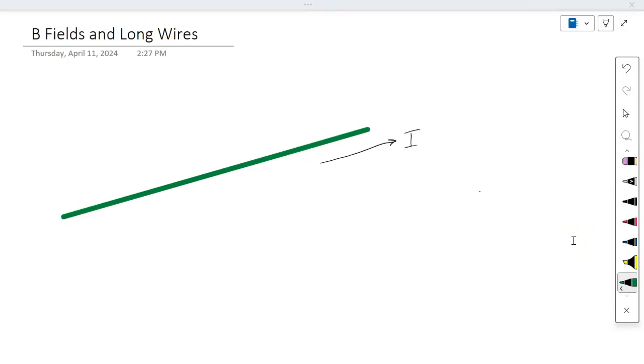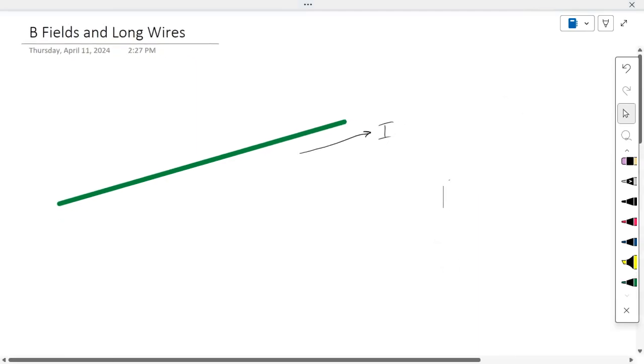Hi folks, let's talk magnetic fields and "long wires." Here's a current carrier carrying current in the direction shown. First question, a very valid question, is what does the field near this wire look like?